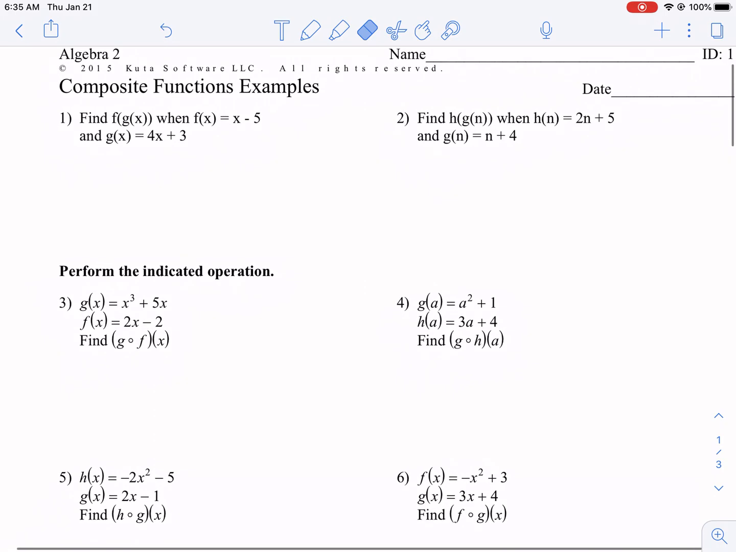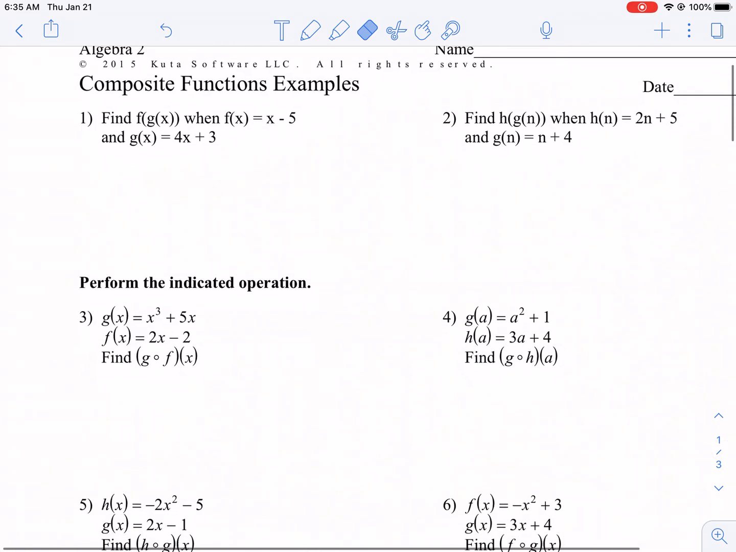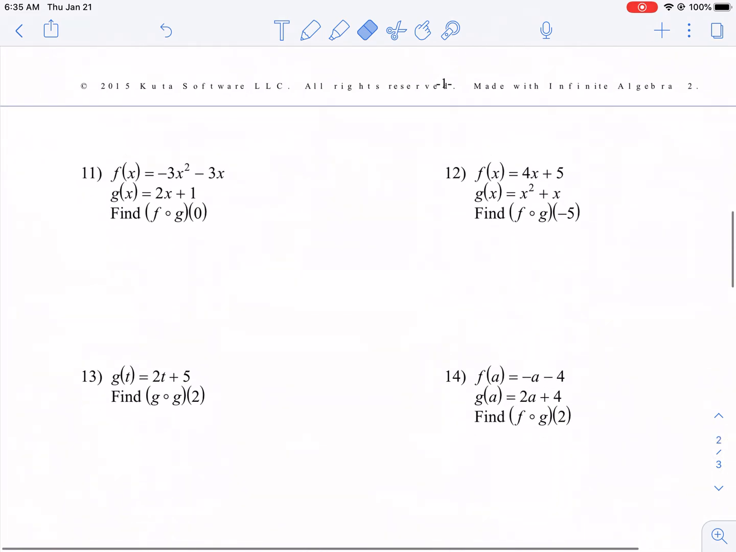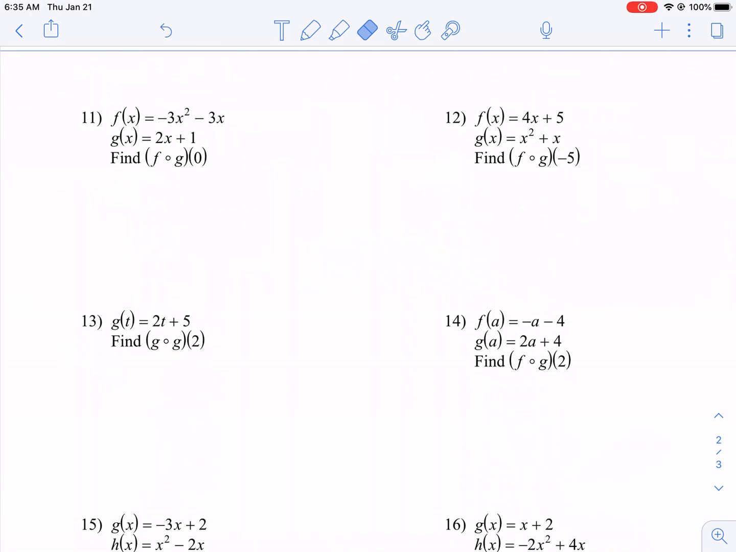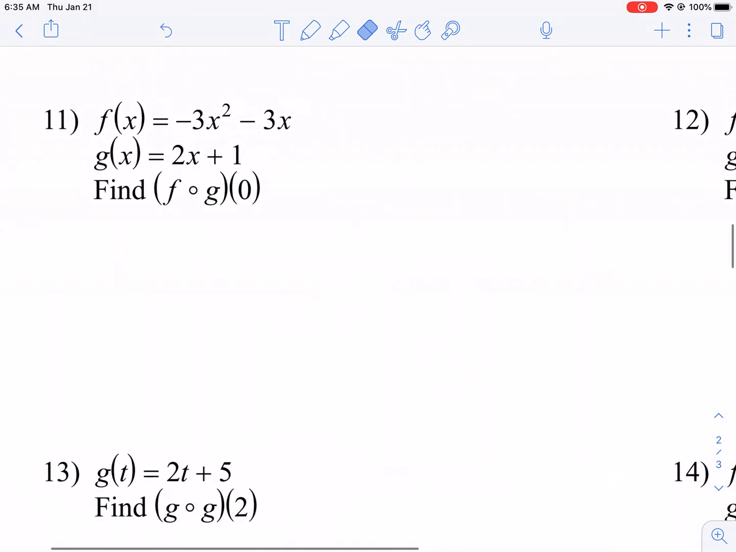Now you'll see that the first question starts off right from the get-go with some composite functions. I'm actually going to start with page 2. I think it's a little bit easier to learn when you have some numerical inputs. So we're going to start with number 11.